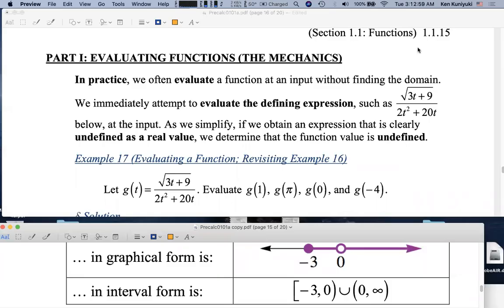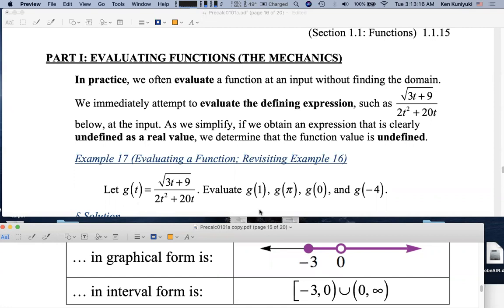Hi everyone. How do we evaluate a function? How do we find a function output? So let's take this g of t rule from the previous example, and let's consider the values of g of 1, g of pi, g of 0, and g of negative 4.